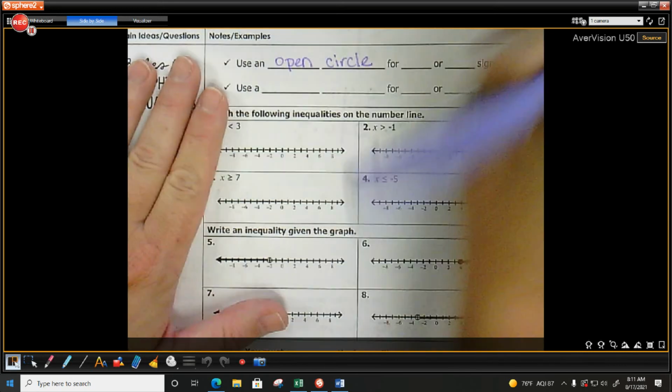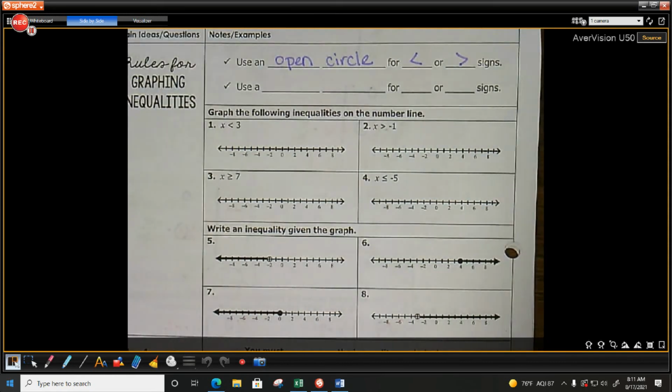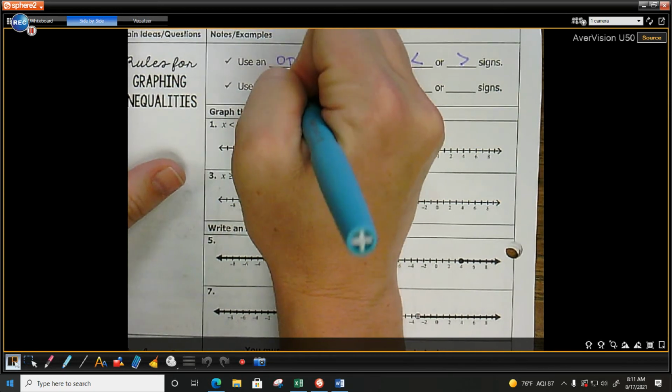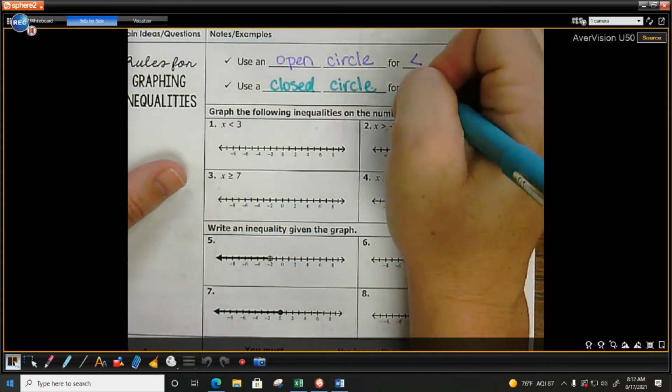You are going to use a closed circle for less than or equal to, greater than or equal to. Do we know those signs, guys? Okay. These are less than.